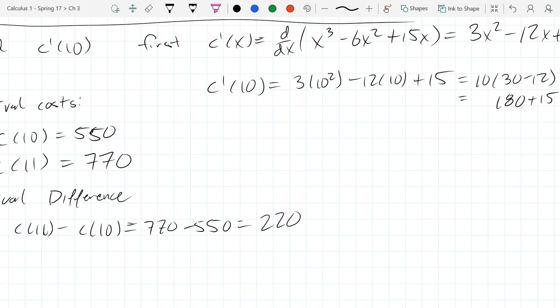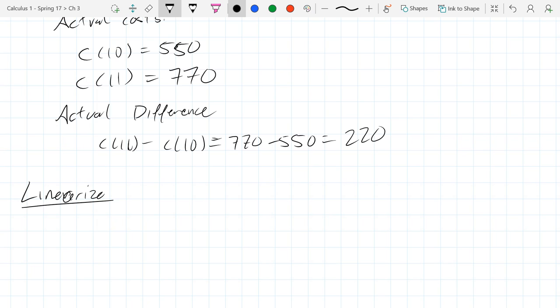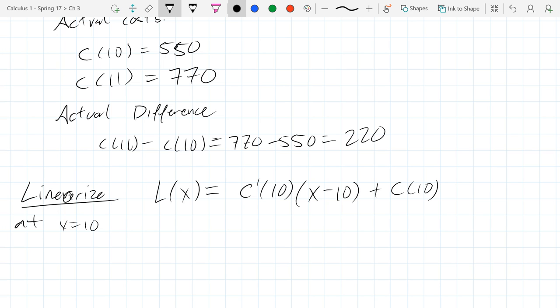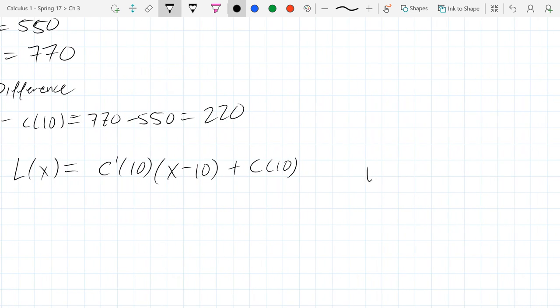Let's graph this accurately. So before we graph it, let's compute one more thing. We're going to do what's called linearize. That's a very fancy word. So we're going to linearize at x equals 10. So this function right here, L of x, what's really going on?